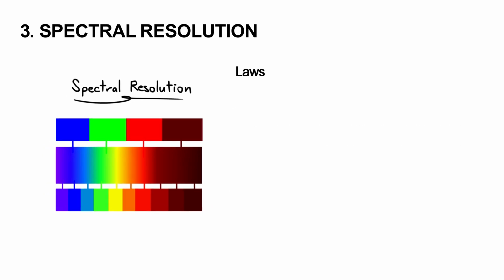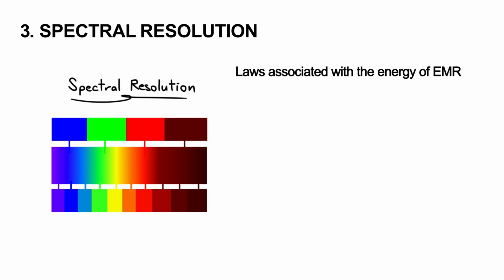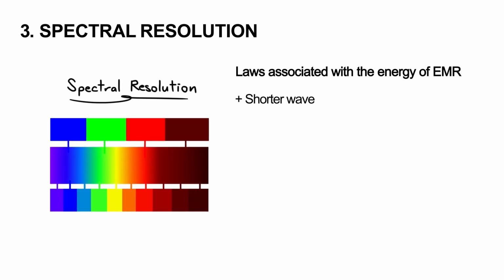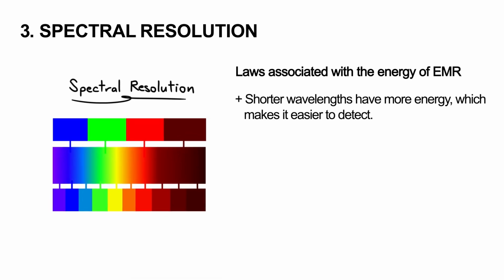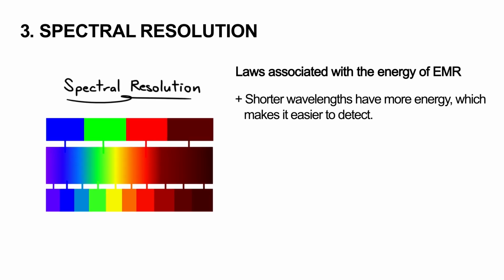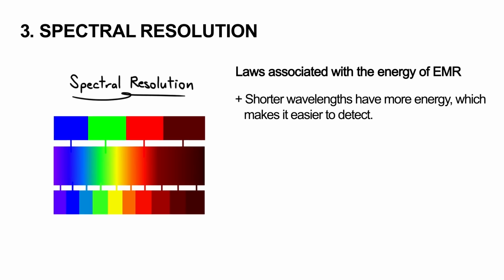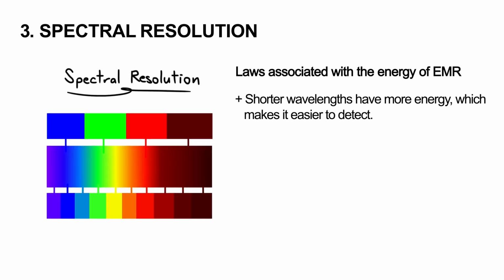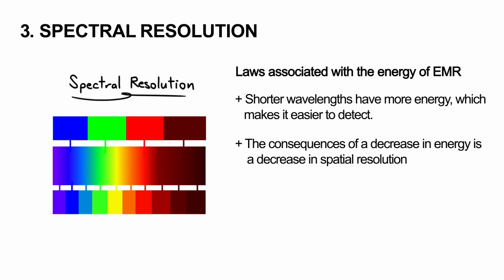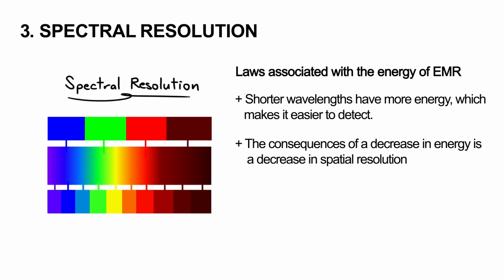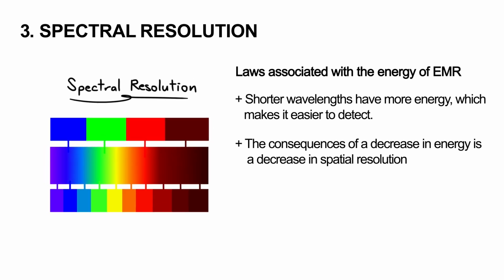It is also important to consider the laws associated with the energy of EMR. Recall that shorter wavelengths have more energy, which makes it easier to detect. The implication of this is that longer wavelengths require larger bandwidths for the sensor to observe them. This is an important theory to note, as the consequences of a decrease in energy is a decrease in spatial resolution. A larger number of bands need to be combined to collect enough information.